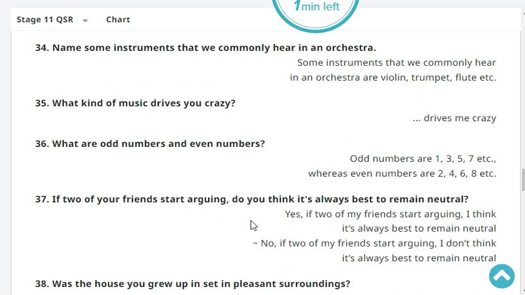What kind of music drives you crazy? Rock music drives me crazy. Very good.